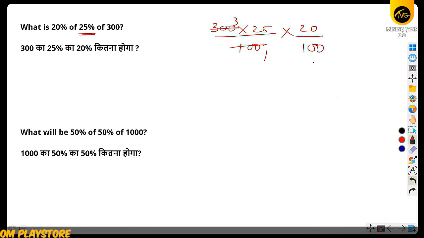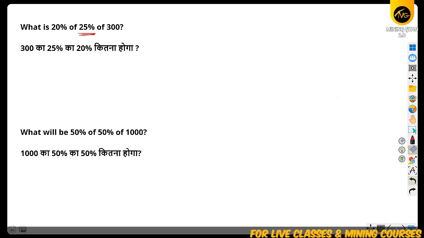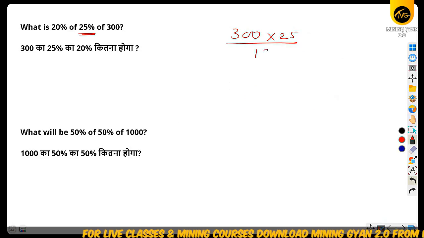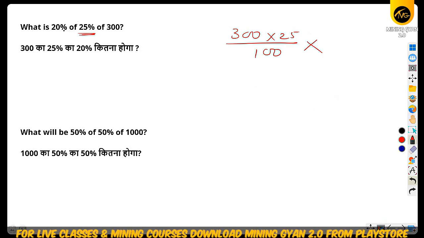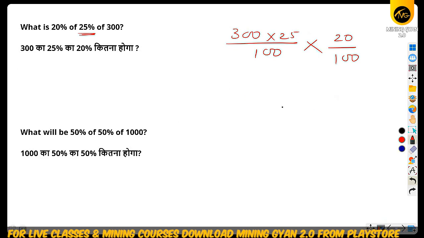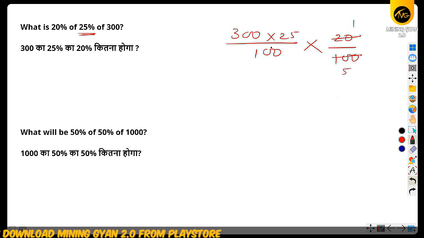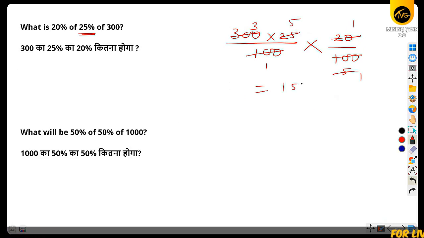This is the basic rule. So directly you can cancel out the zeros. 300 into 25 and divided by 100. Similarly, we have to find out the 20% of this 25% of 300. So just again 20 and divided by 100. So 5 3s are 15.